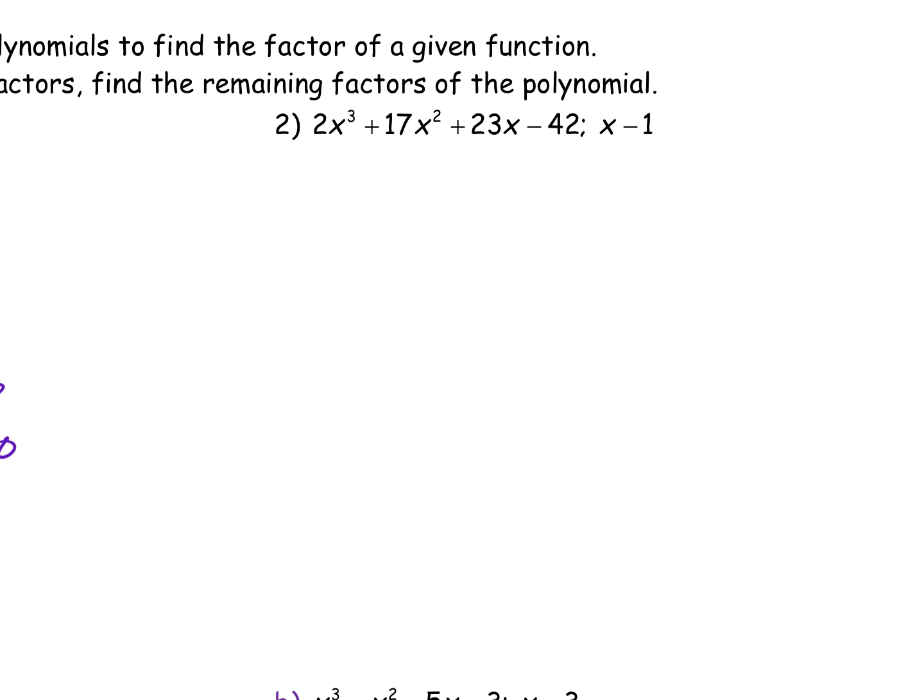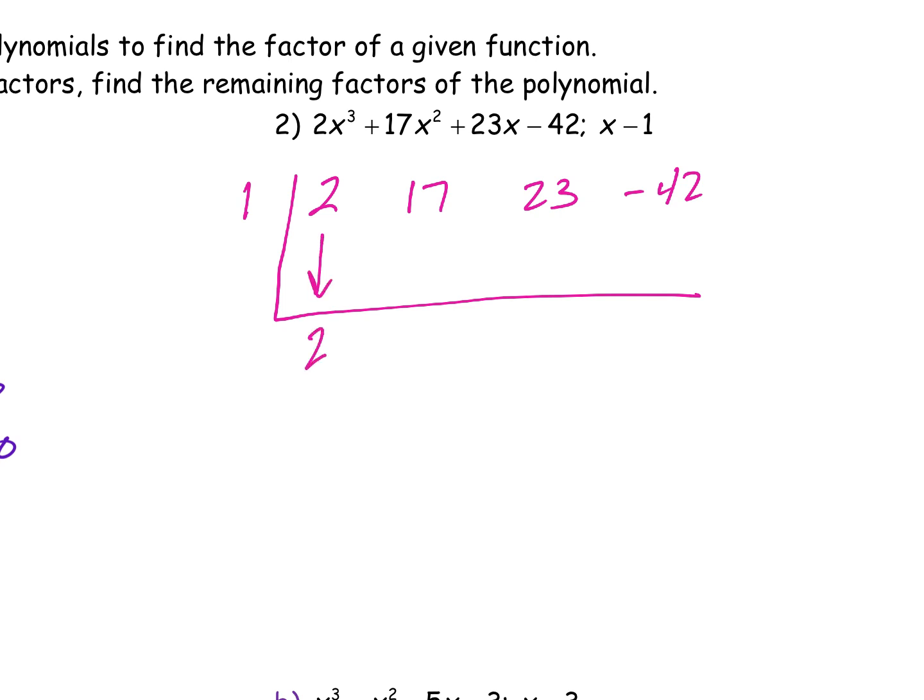Okay, next one. Same thing, we're doing the same thing, right? I want to find the factors of this, and I know that x minus 1 is a factor, so I need to find the rest of them. So 2, 17, 23, wow, -42, and I'm multiplying by 1. So drop my 2, 2 is 19, that's 20, 40 minus 2 is 38.